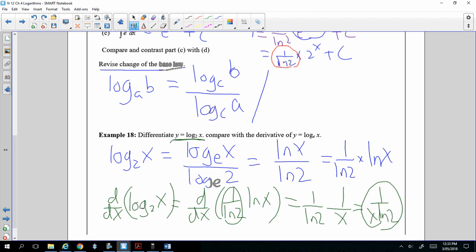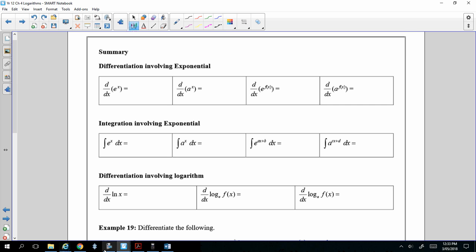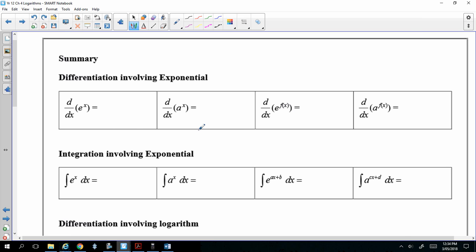Alright, next bit. Differentiate e to the power x. What's the derivative of e to the power x? It's just e to the power x. But when you differentiate a base other than e, you get ln a times a to the power x. See the difference between them? You get that extra ln a in front. And when you differentiate e to the power f(x), it's f'(x) e to the power f(x).